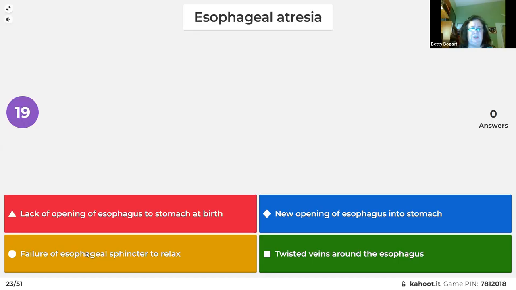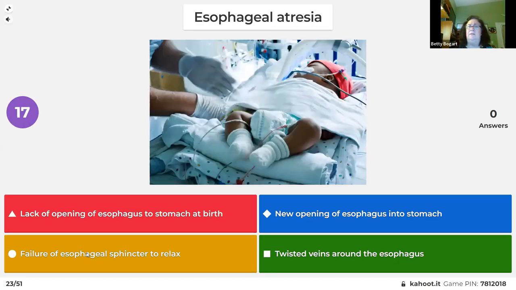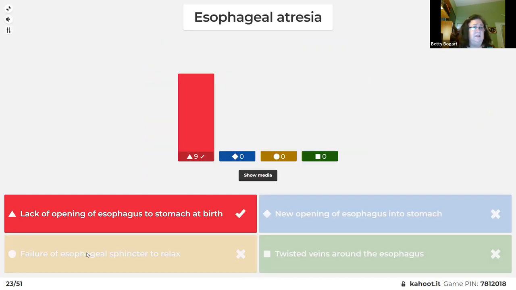Esophageal atresia, what does that mean? When we look at the words again, esophagus, esophageal, atresia means A, without, there's no opening. So esophagus, no opening to the stomach. Very simple. Good job.